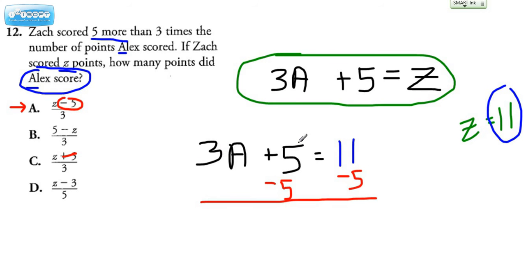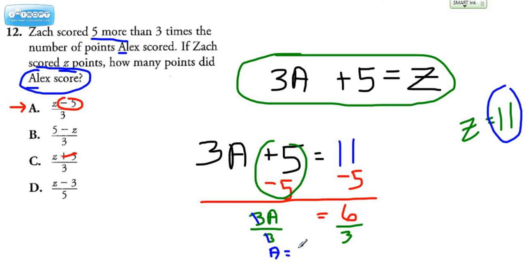Now if we were actually going to solve, we would get 6 here. This would cancel out, and we'd bring down the 3a. If we had to figure out what this number is, like 3 times some number would equal 6, what's the opposite of that? Well, wouldn't we be dividing by 3? And if Zach actually scored 11 points, wouldn't Alex have scored 2 points?